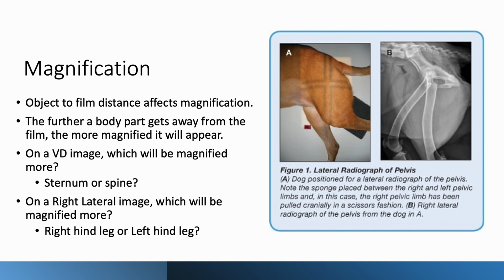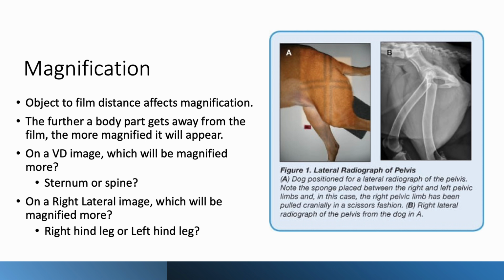Now, this concept of magnification is also really important that you understand. The object to film distance affects magnification. When I say the term object, I mean the patient, or maybe a part of the patient, like maybe I'm talking about one femur. So the object is the animal that we're taking an x-ray of. The film is, in a traditional sense, real film. In a digital machine, it is the film sensor. And so the distance between the object and the film can lead to magnification. The further a body part gets away from the film, the more magnified it will appear.